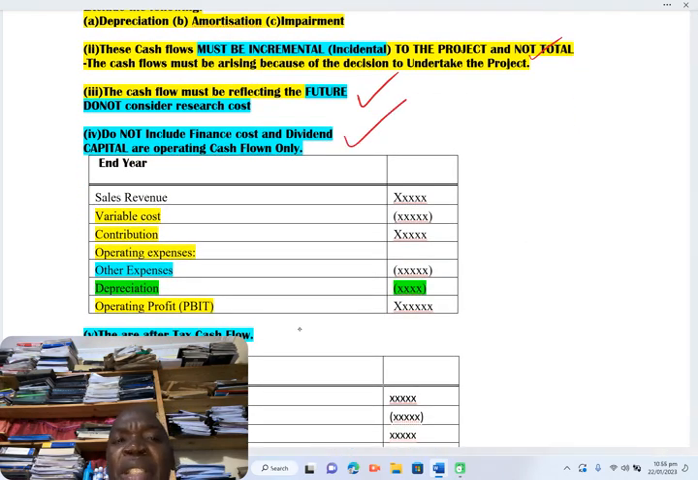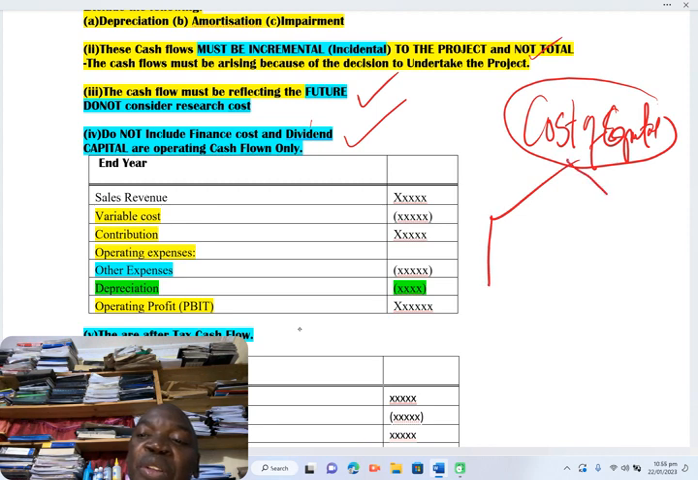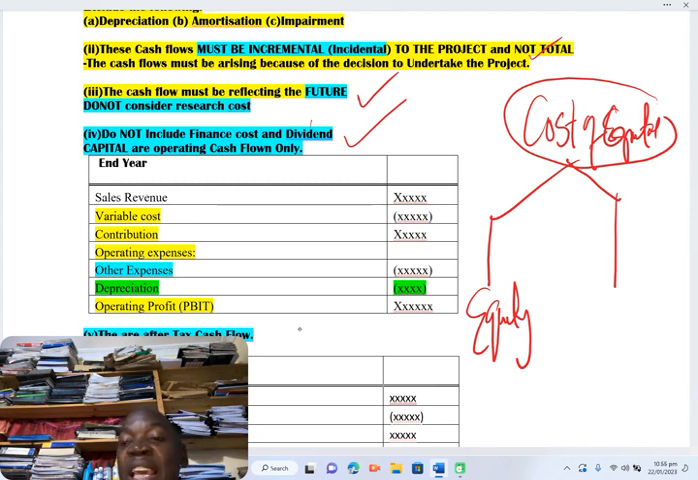Number 4, in capital budgeting, we don't include dividend payments and finance costs. So if you have borrowings to finance a project, the interest costs are not included in the project, and I will explain this. Also, dividend payments are not included in the project, the reason being that the cost of capital, which is used to discount this cash flow, contains equity and debt.